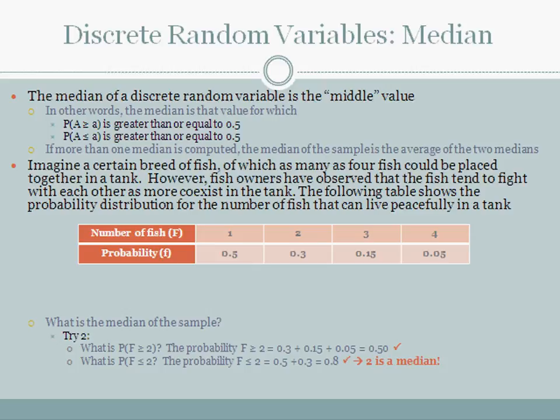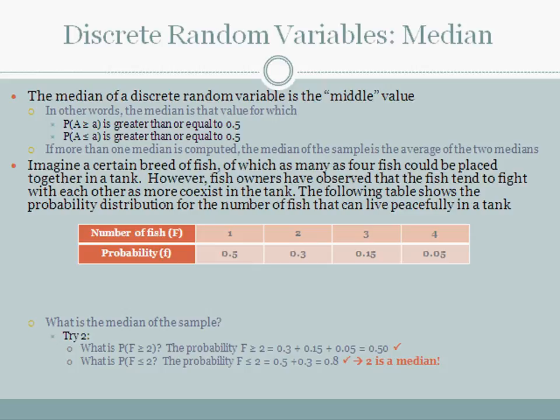What do we expect is the median of the sample? We know that the mean is 1.75. Let's try a median of 2. Is the probability that the number of fish is greater than or equal to 2 equal to or greater than 50%? The probability that the number of fish is greater than or equal to 2 is 0.3 plus 0.15 plus 0.05, or the probabilities of the number of fish being 2, 3, or 4.